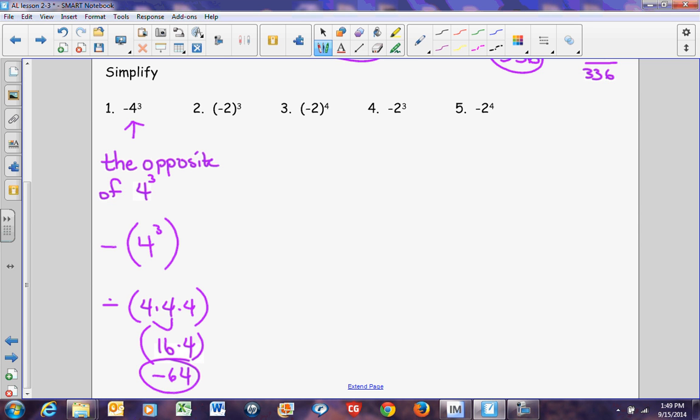Now this problem, number 2, is different than number 1. Number 1 said the opposite of 4 to the third because the negative sign was outside of the parentheses. Here, the negative sign is inside the parentheses. So this means negative 2 times negative 2 times negative 2. That's exactly what the problem is saying. Negative 2 used as a factor 3 times. So my answer is going to be negative. 2 times 2 is 4, times 2 is 8. So the answer is negative 8.